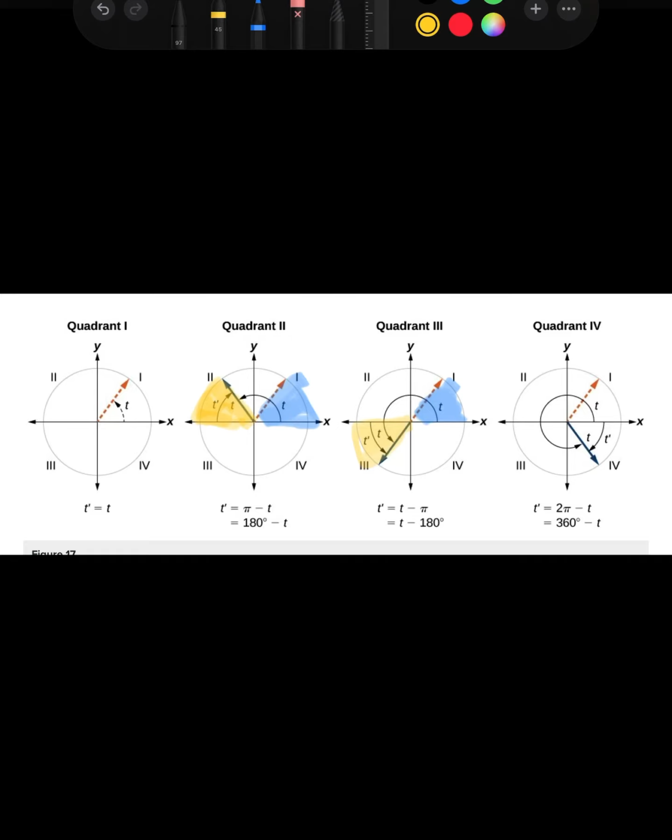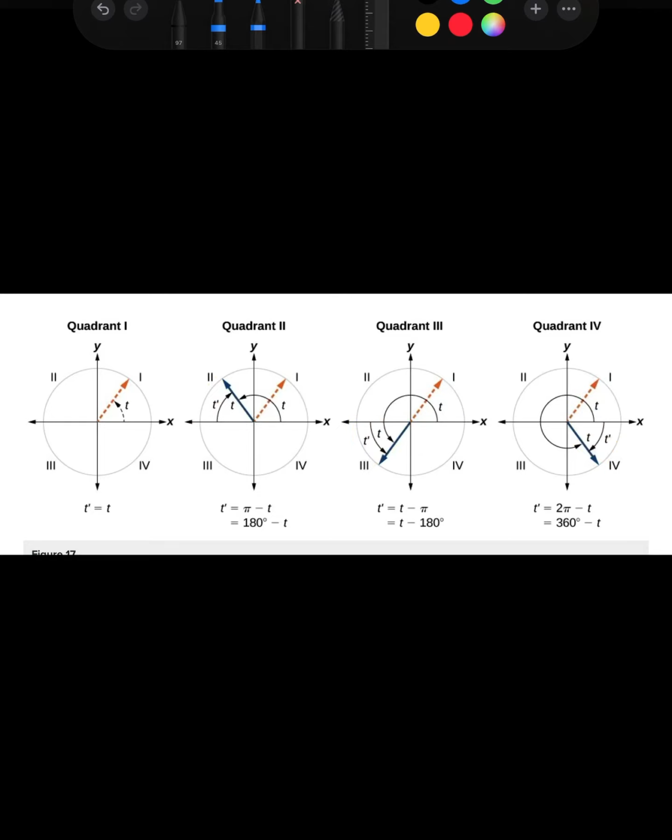Same thing in quadrant 4. Here's my yellow slice of pizza and my blue slice of pizza. Right? And there is a method to this madness. There's a reason why you care about reference angles. It makes some calculations easier. So we're going to need to be able to find reference angles, and we're able to do it following these formulas that they give us here in the textbook.